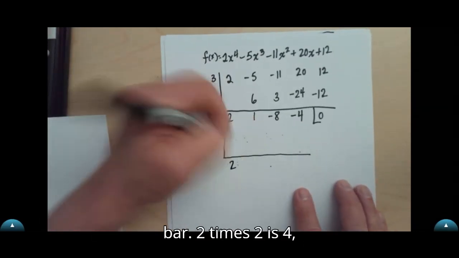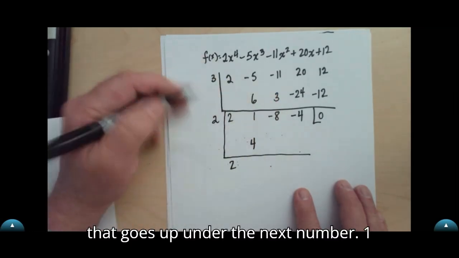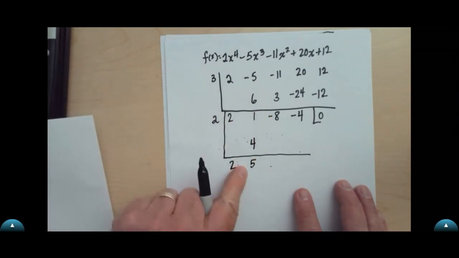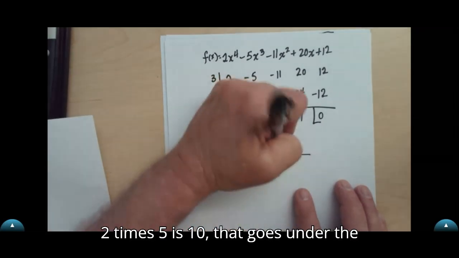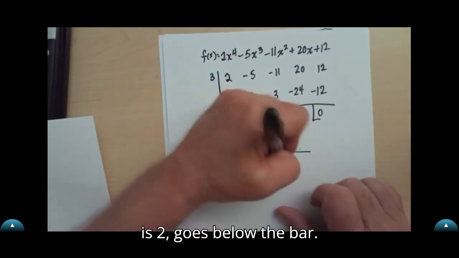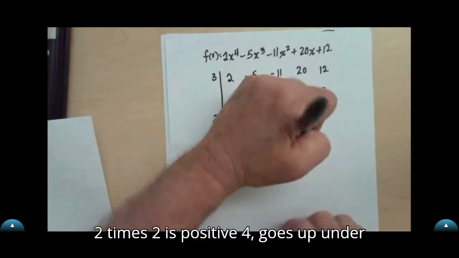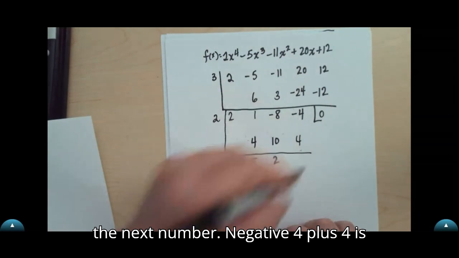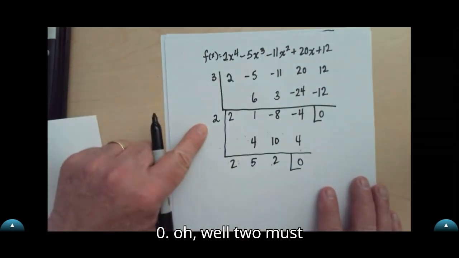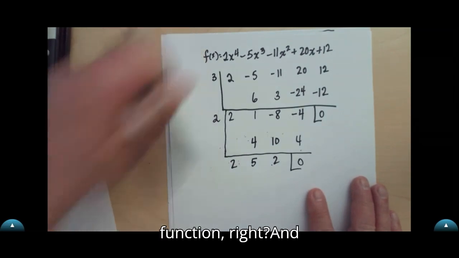The 2 goes below the bar. 2 times 2 is 4. That goes up under the next number. 1 plus 4 is 5. Goes below the bar. 2 times 5 is 10. That goes under the negative 8. Negative 8 plus 10 is 2. Goes below the bar. 2 times 2 is positive 4. Goes up under the next number. Negative 4 plus 4 is 0. Oh, well, 2 must also be one of the zeros of this function, right?